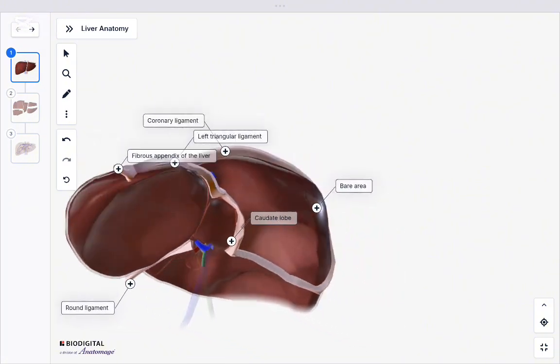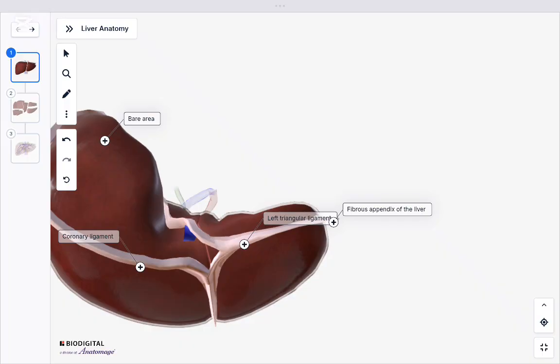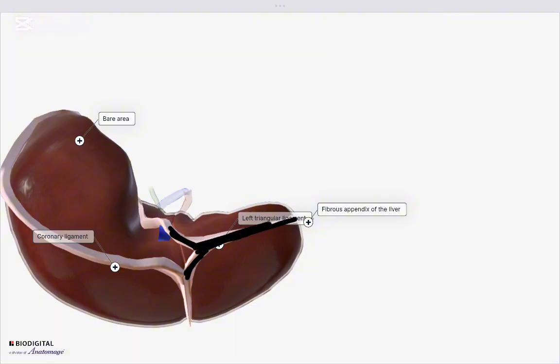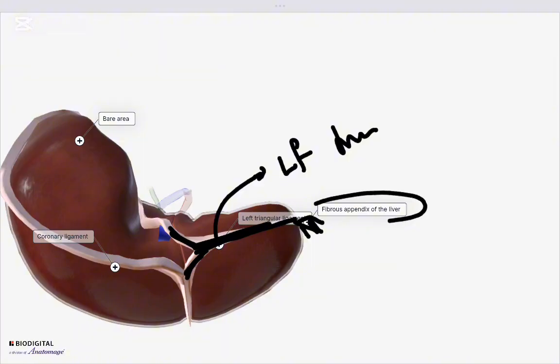Then on the left side, move anterior, move up. Here the right anterior layer and posterior layer of coronary ligaments meet together and form the left triangular ligament. At the end, it has a tongue-like extension to the diaphragm called the fibrous appendix of the liver. So those are the ligaments of the liver that I need you to know about.